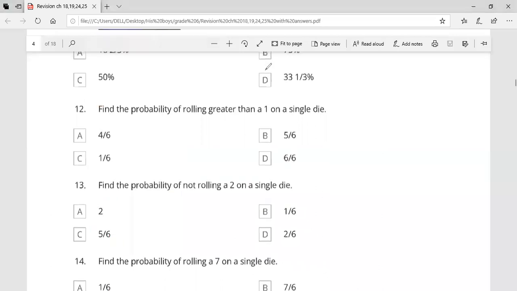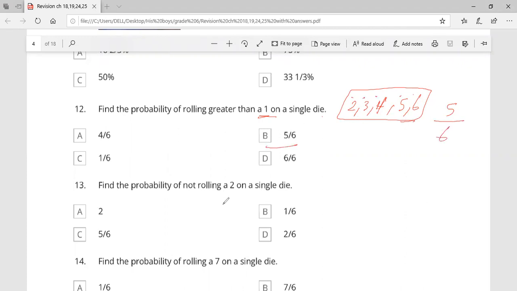Find the probability of rolling greater than 1. Yes, greater than 1 in our die or dice, the same is correct. Both are correct, dice or die. Greater than 1 is 2, 3, 4, 5 and 6. How many numbers? Count it. Don't write 6 or 1, 2, 3, 4, 5. Here is 5 out of 6.